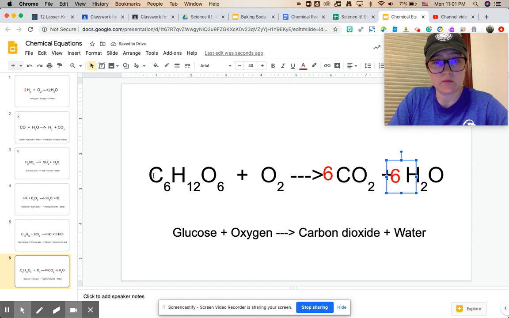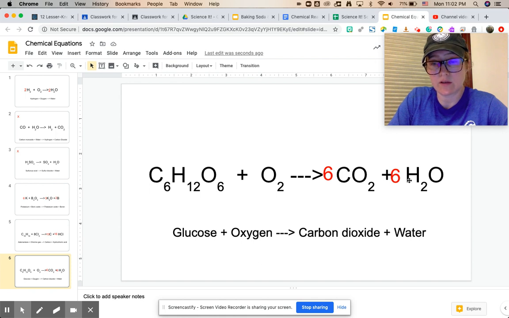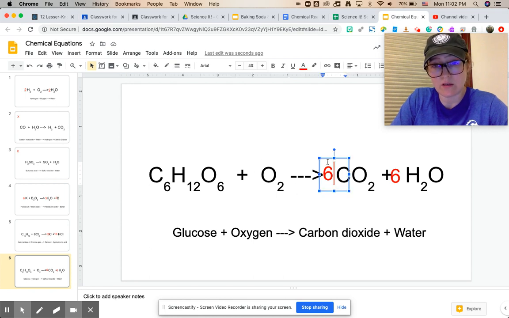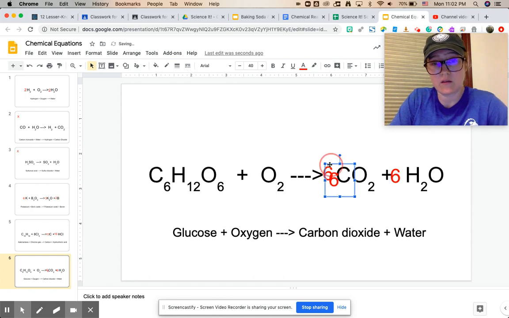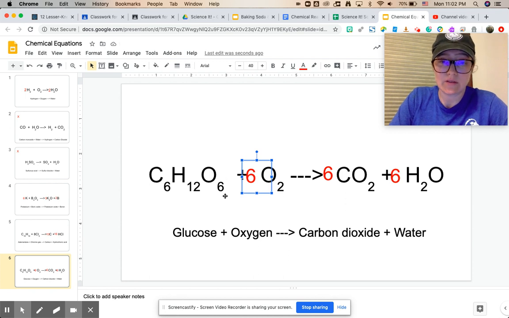6 carbons, 6 carbons. 12 hydrogens, 12 hydrogens. Now let's look at the oxygens. Right now we have 6 times 2 is 12 oxygens, and then we also have another 6 oxygens. So we have 18 oxygens on this side, right? But on this side, we only have 8 oxygens. So we need to fix this. If we add another 6 here, we have 6 times 2 is 12, plus another 6 is 18, right?